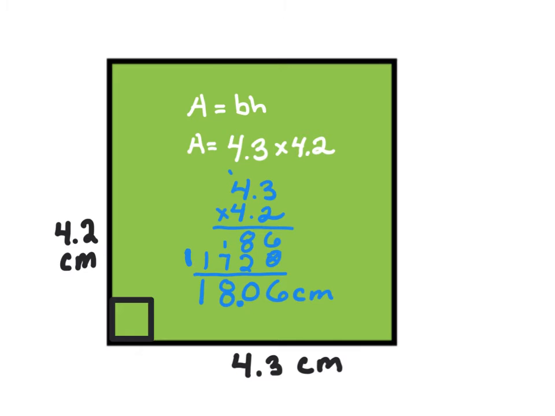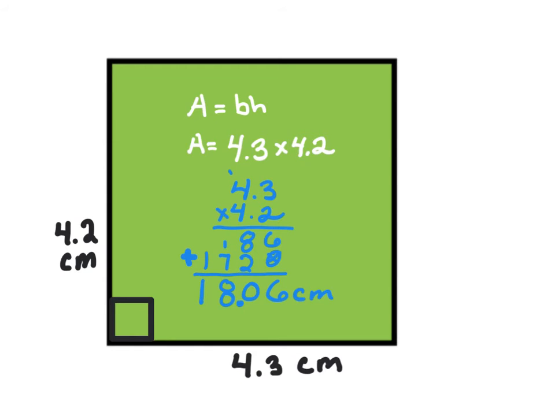I forgot my little plus sign. And here we go. 6 and nothing is 6. 8 and 2 is 10. Drop your 0, carry your 1. 1 plus 7 is going to give you 8. And 1 plus nothing is going to give you 1. I've got 1 loop-a-doop, 2 loop-a-doop, so I come over 1 loop-a-doop, 2 loop-a-doop, my decimal goes right there, and the area of this rectangle right here is 18.06 centimeters, or 18 and 6/100ths centimeters. Bam, there you have it.